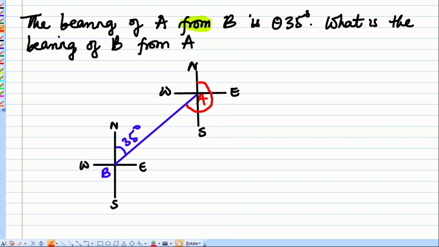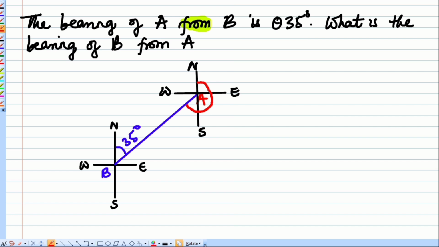It's very different to ask the bearing of A from B and the bearing of B from A. For the first part of the question, which was given, the bearing of A from B, I would like to read it this way: the position of A coming from B is 35 degrees. Now they're asking us what is the position of B coming from A. So we need to find that angle there.